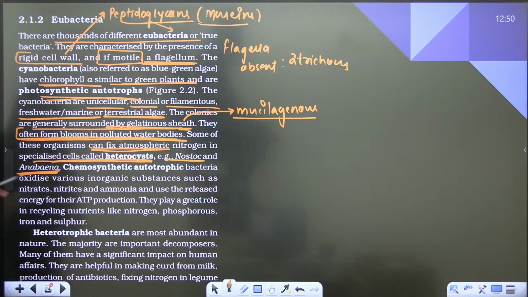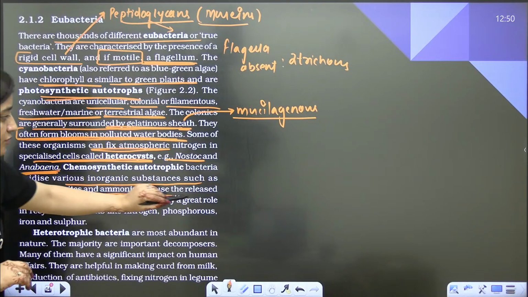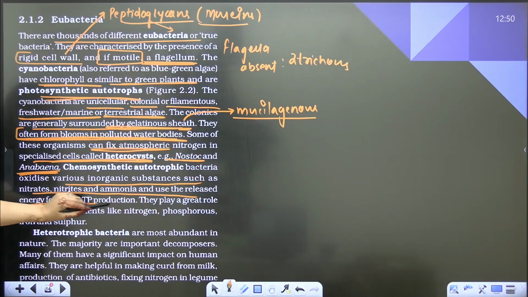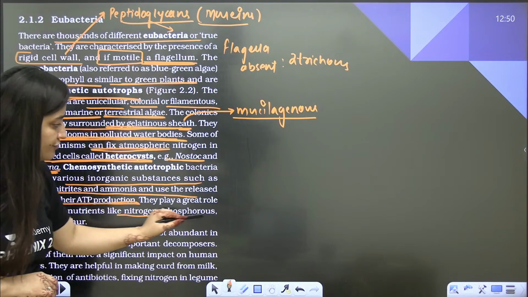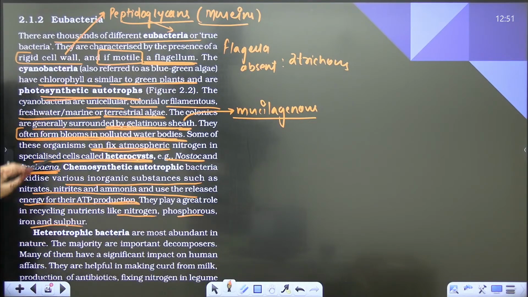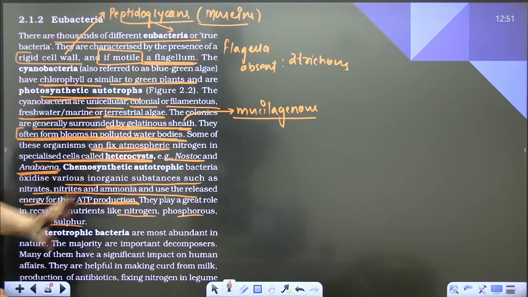Is that clear? Chemosynthetic autotrophic bacteria can oxidize various inorganic substances like nitrate, nitrite, ammonia, and use the energy for ATP production. We have also discussed this. It helps in nitrogen, phosphorus, iron and sulfur recycling. So that flow chart will help you to revise this part.